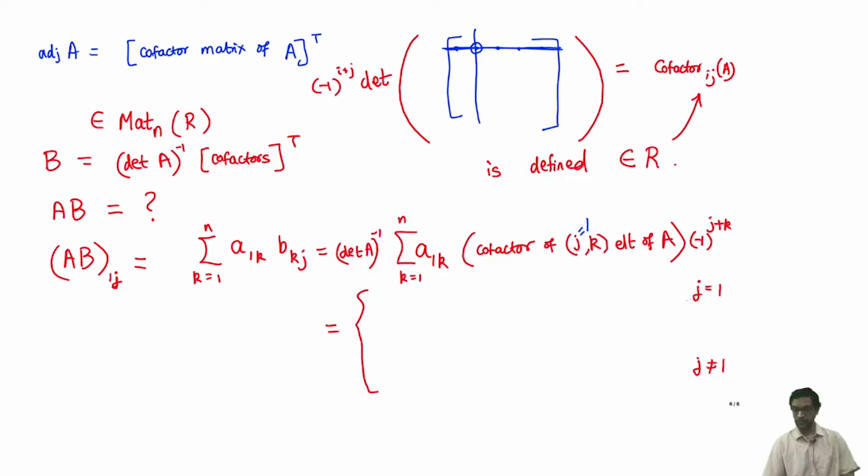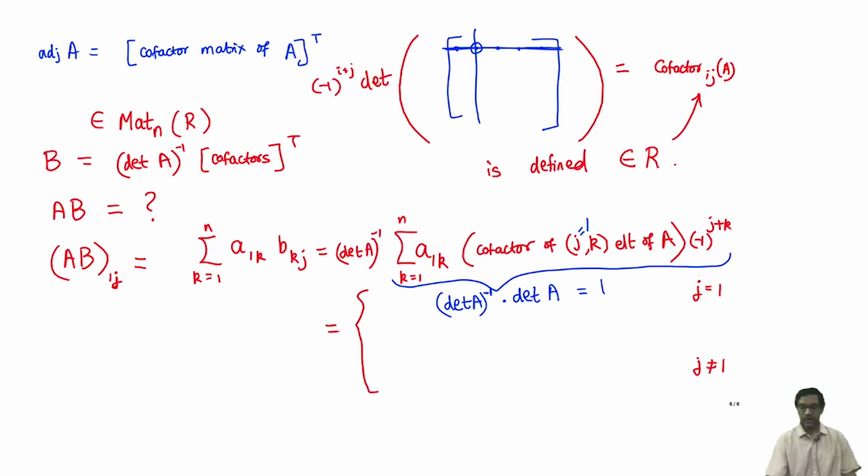So when I take j equals 1, this sum here turns out to be exactly the determinant of A, because of how the determinant can be computed by expanding along a row. And outside, remember, I have det A inverse, right? So det A inverse into det A, so this answer is just a 1. Okay. Now what about the other case? Suppose j is not 1.